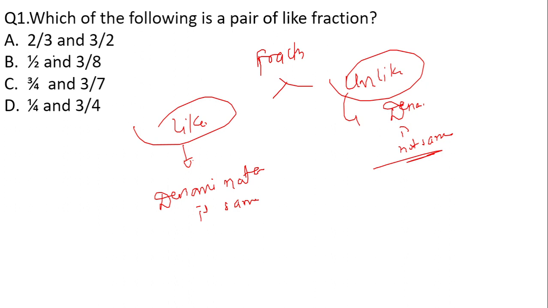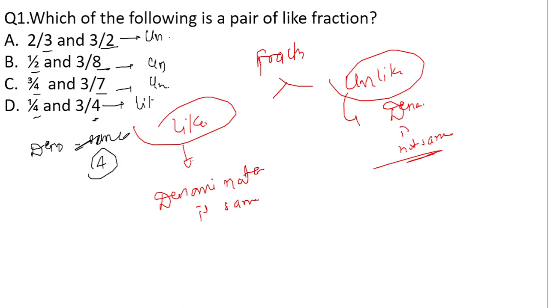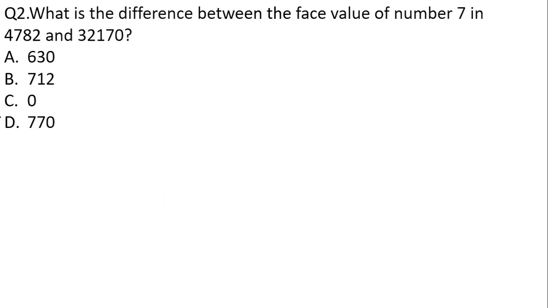If you look at the options carefully, the first option is 2/3 and 3/2, where the denominators are different. For option B, the option given is 1/2 and 3/8, so the denominators 2 and 8 are again different. For option C, 3/4 and 3/7, the denominators 4 and 7 make it again an unlike fraction. So all the above three are unlike fractions. Let us see the last one. The last one is 1/4 and 3/4, where the denominators are the same, that is 4. So this is an example of like fractions. The correct answer to the question, which of the following is a pair of like fractions, is option D, which represents like fractions with the same denominator.